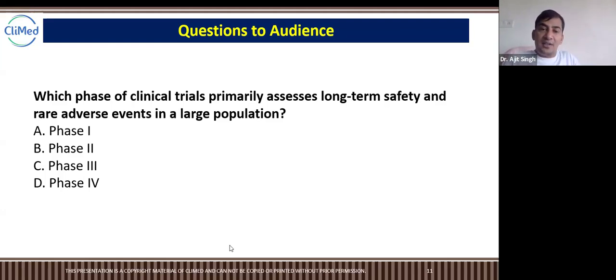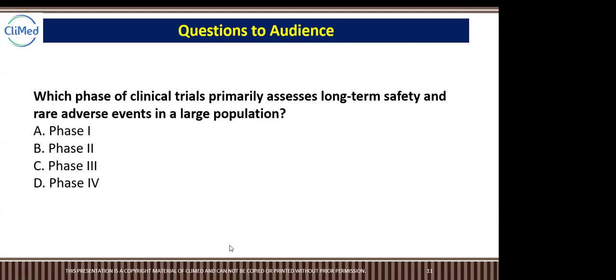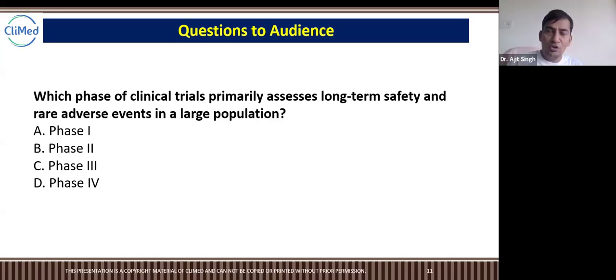If I'm taking prednisolone for 5 days right now, and if I take prednisolone again for five days after 6 months, and again for 5 days after 6 months, does it cause osteoporosis to me? Each phase of clinical trial has long-term safety and rare adverse effects. So long-term effect means what? How much long-term effect does it need? What is the quantity? What type of long-term effects?